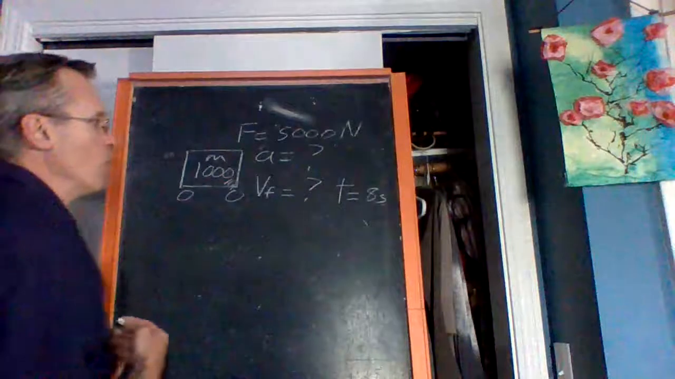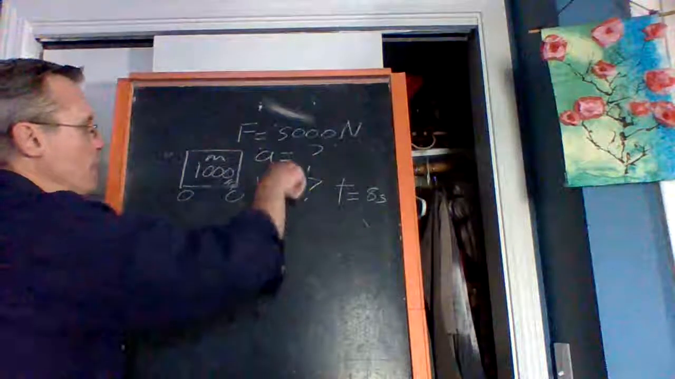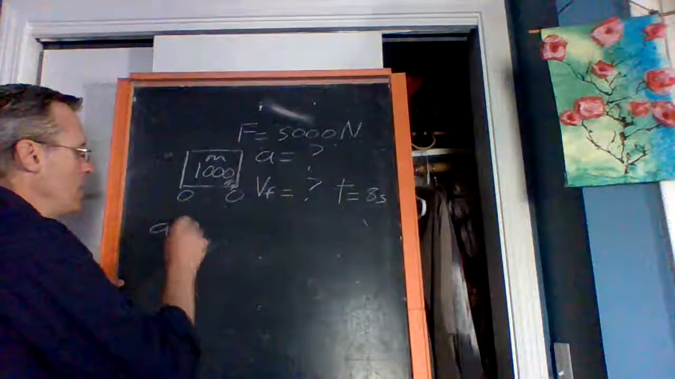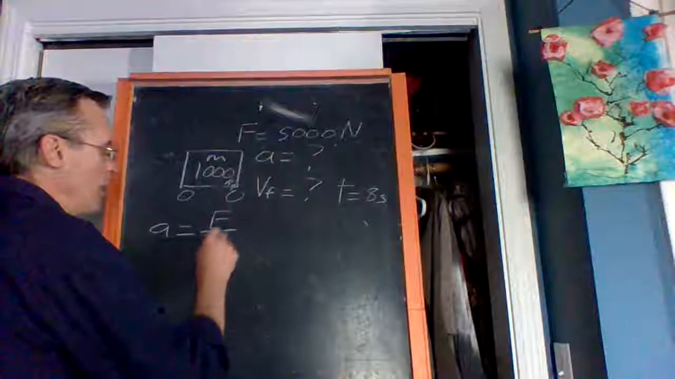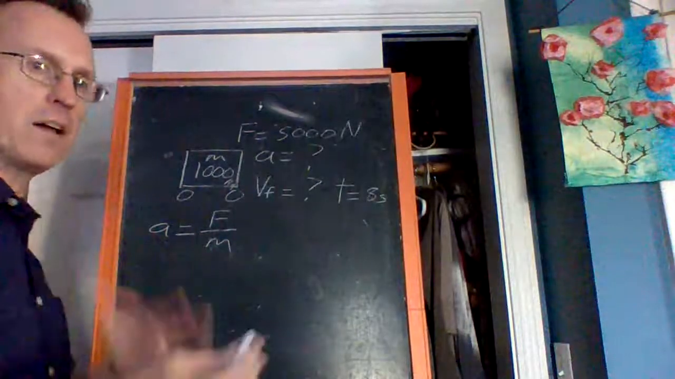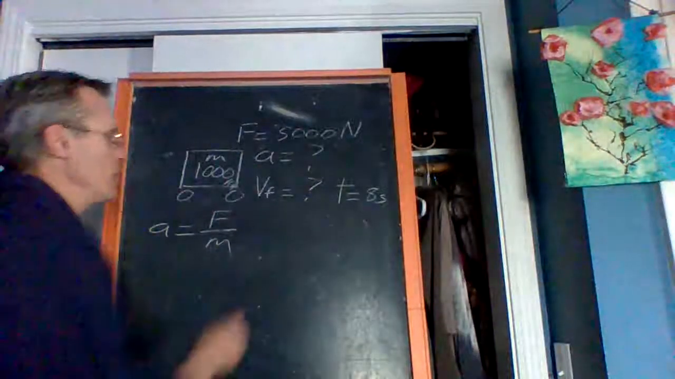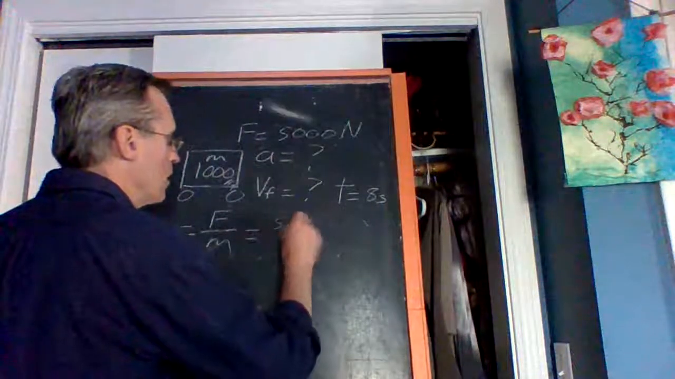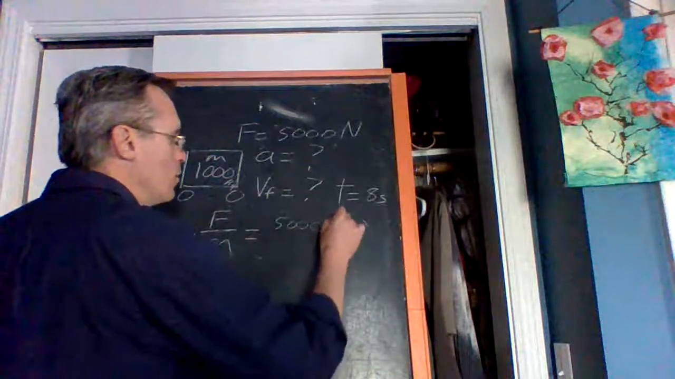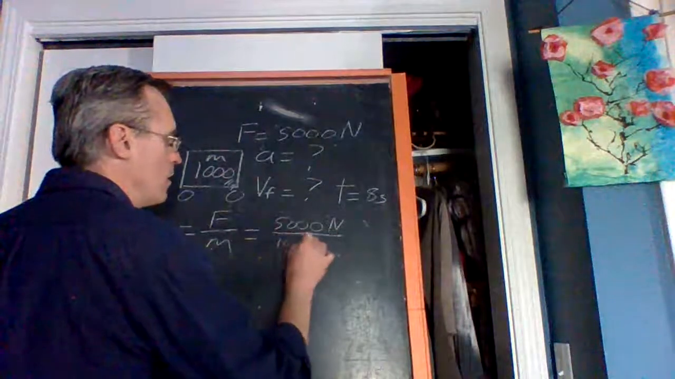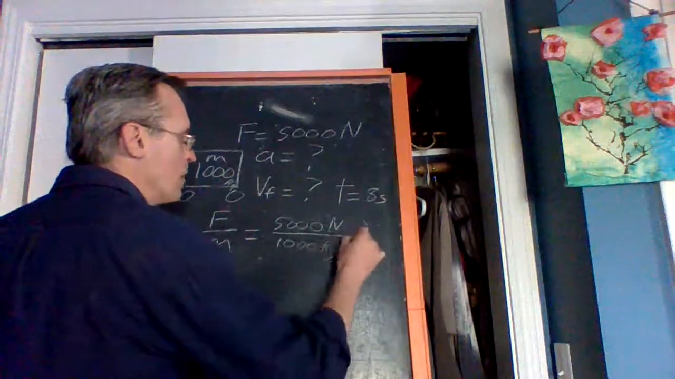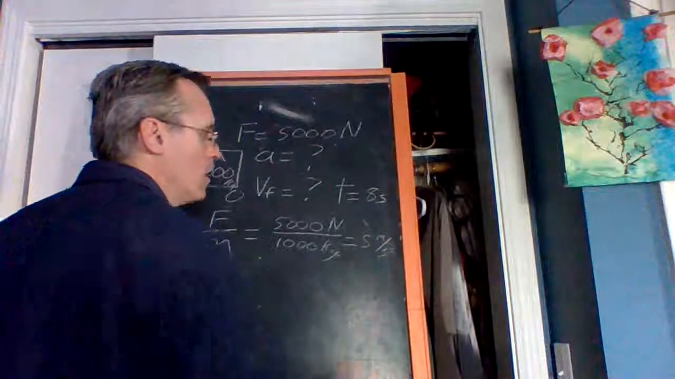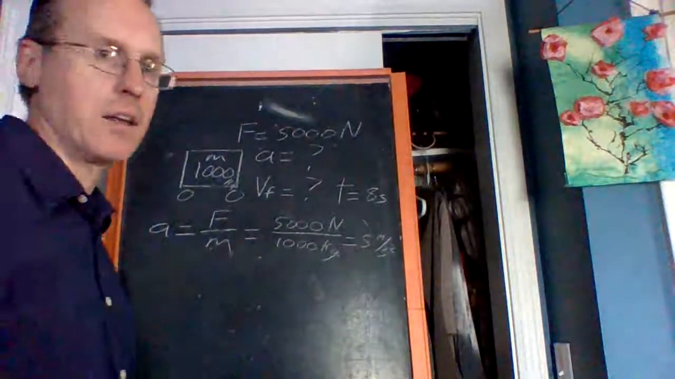First, I want to find the acceleration of the car. So I'm going to use the other version of the second law: a is equal to F over m. It's the same equation as F equals ma, just rearranged. So that's 5,000 Newtons divided by 1,000 kilograms. I'm using easy numbers here. That gives me an acceleration of 5 meters per second squared. So it's going to get faster by 5 meters per second every second that it's moving.